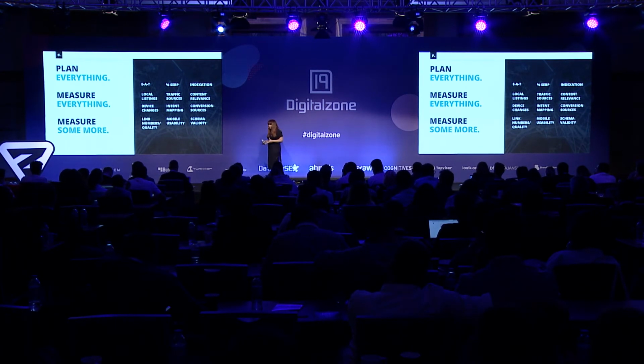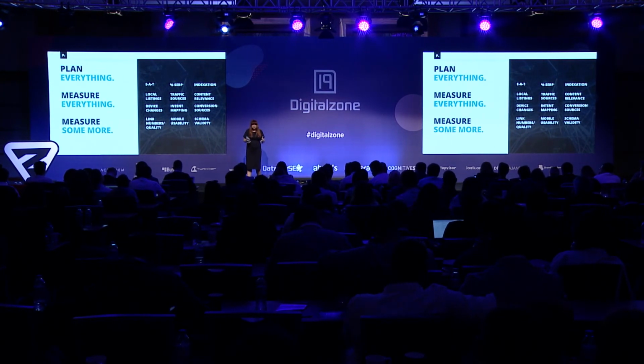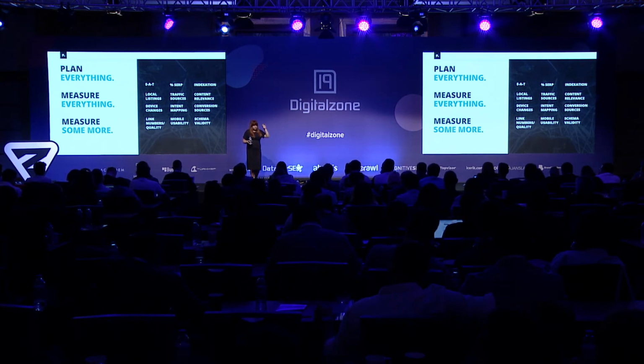For measuring everything, the thing I would suggest you start measuring immediately is your percentage ownership of the search results page. So with knowledge graphs, answer boxes, etc. getting bigger, and more paid ads as well, what you find is the organic real estate that you can get hold of is definitely reducing.